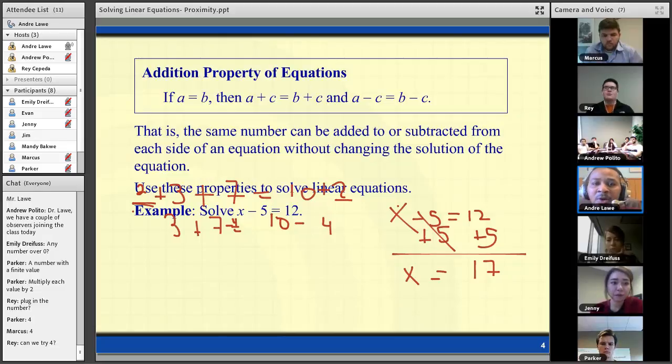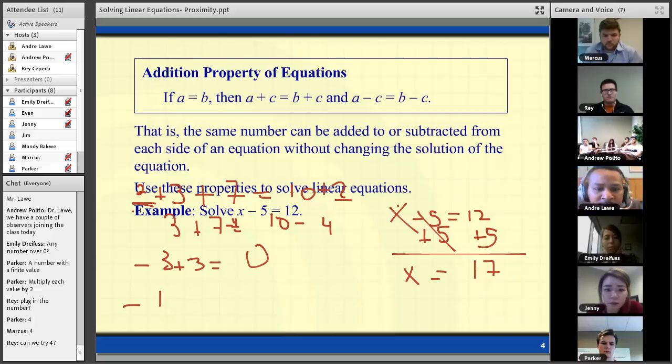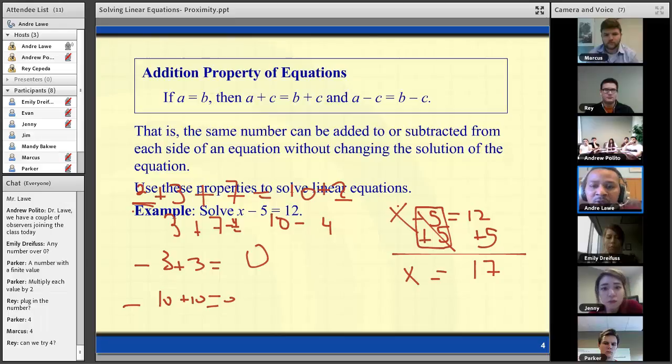The addition property also tells us that when we add a number and its opposite, it cancels out. It sums to 0. So negative 3 plus 3 would be 0. Negative 10 plus 10 would be 0. So we added a 5 here because we wanted to get rid of the minus 5 so we could isolate, or get our variable to be on one side of the equation by itself. So we do what we call an inverse operation, okay? And so when we get rid of the negative 5 from the left, we end up with x equals 17.